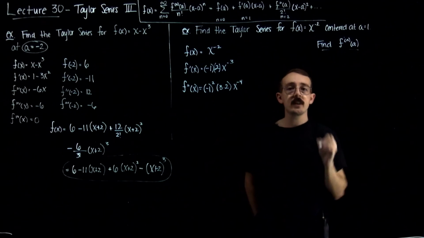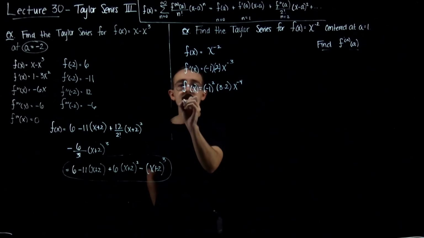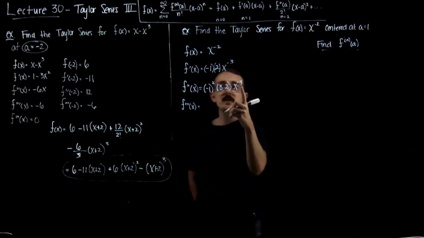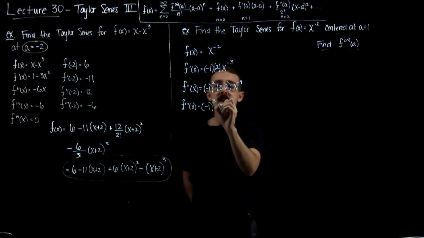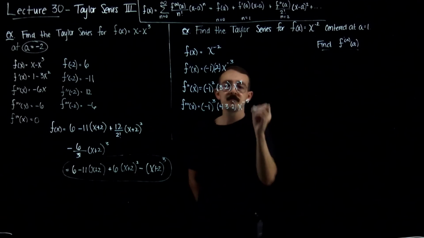You're going to try to figure out what that is, because you need to plug that into the formula. Let's do one more derivative and then see if we can identify the pattern. So the next derivative gives us another negative. So this is negative 1 cubed. And then I get 4 times 3 times 2 x to the negative 5.